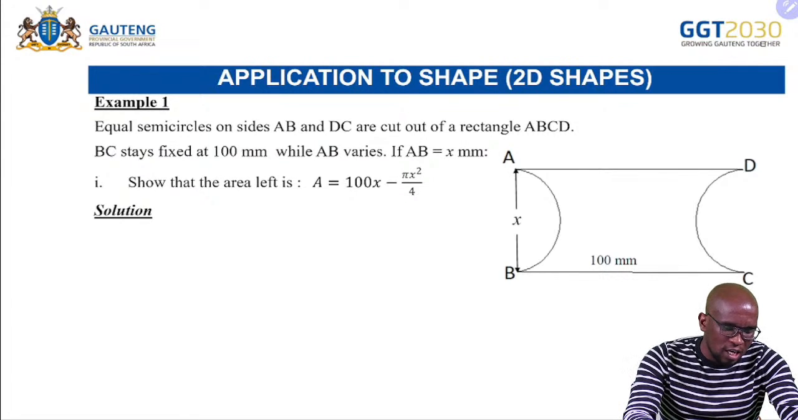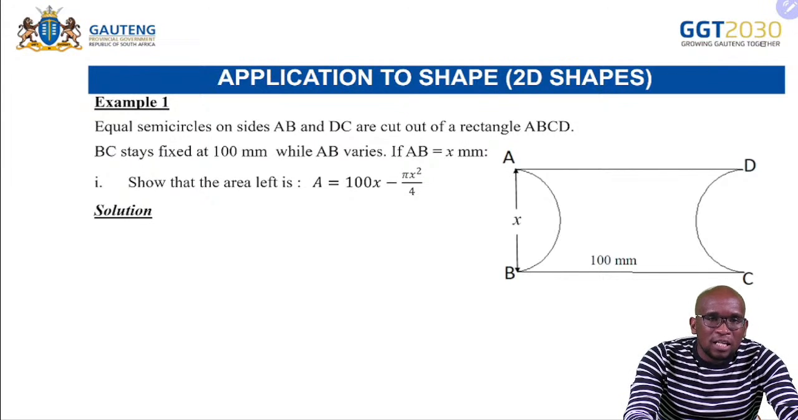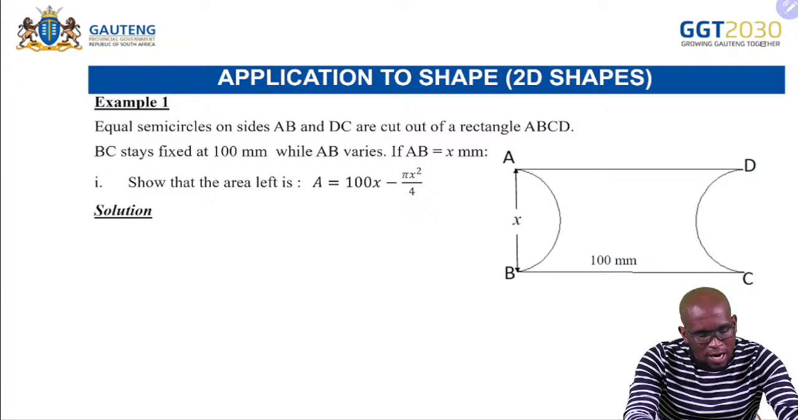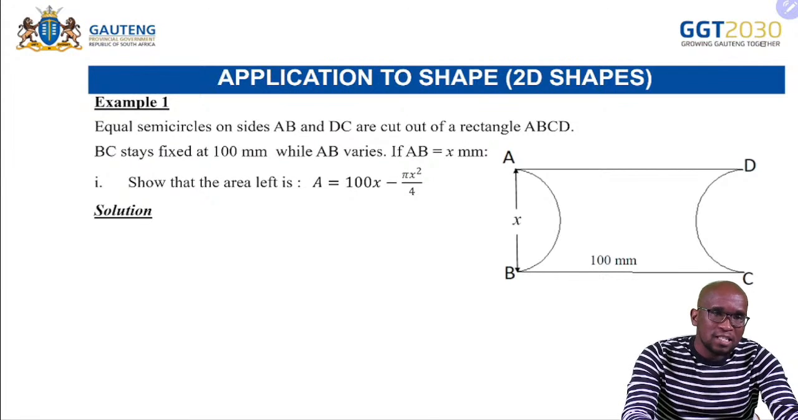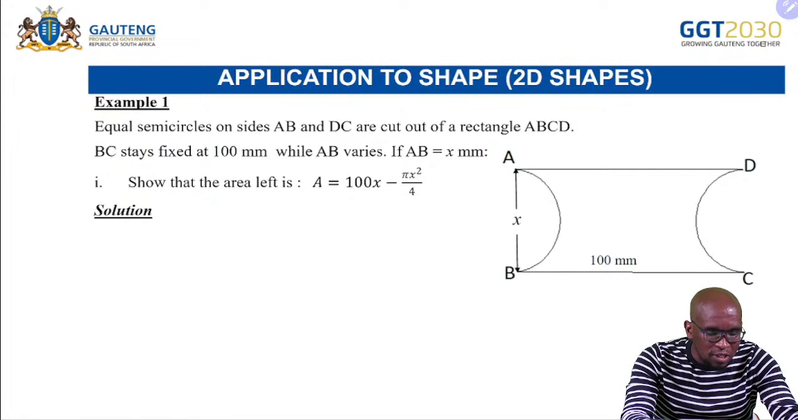Now, if you check here, this would be a direct application because you are asked to prove that the objective function is given by A equals 100x minus pi x squared over 4. So we are interested in showing that that objective function would be 100x minus pi x squared.